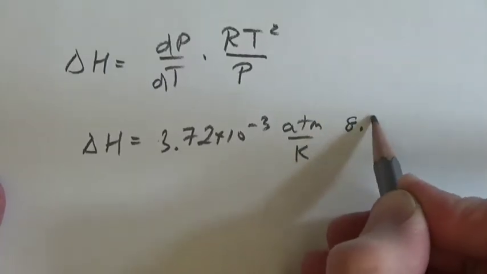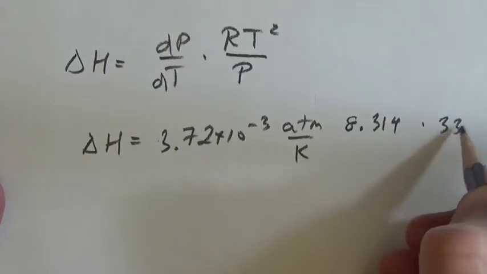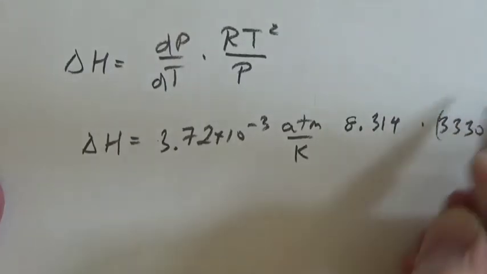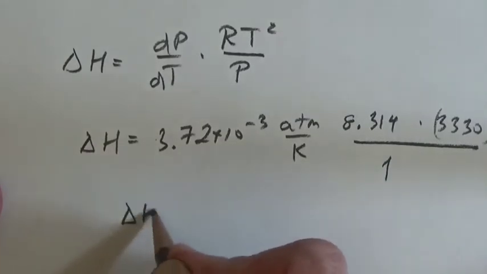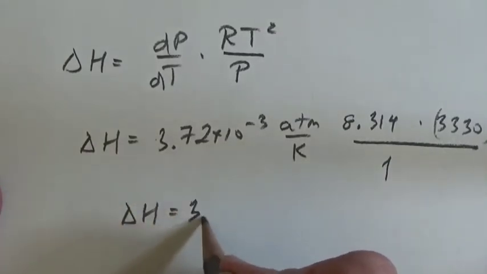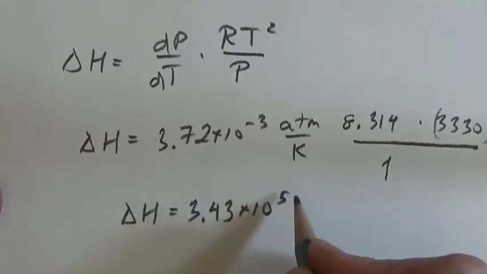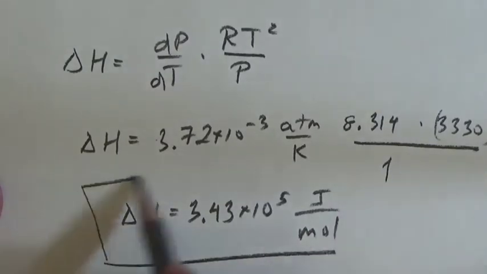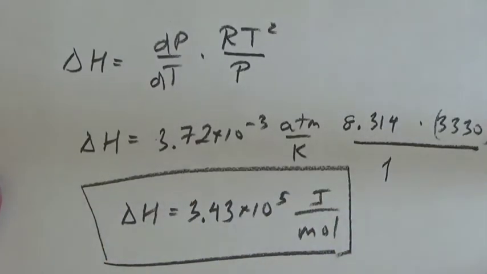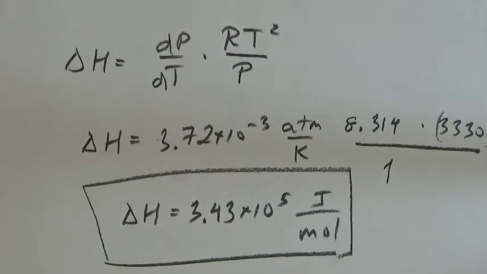times 8.314 times 3330 squared divided by 1. Delta H is equal to 3.43 times 10 to the 5 joule per mole. That's problem 7.4.